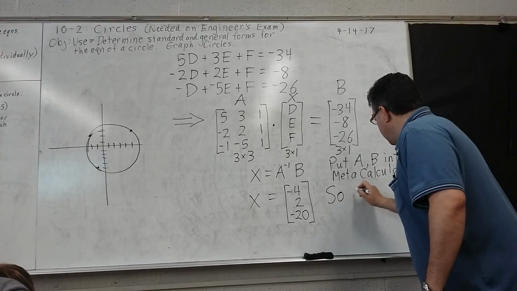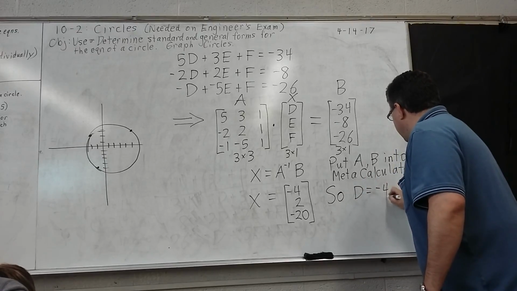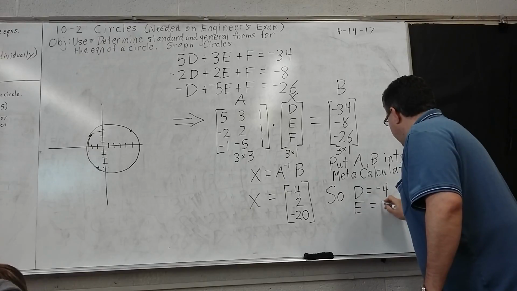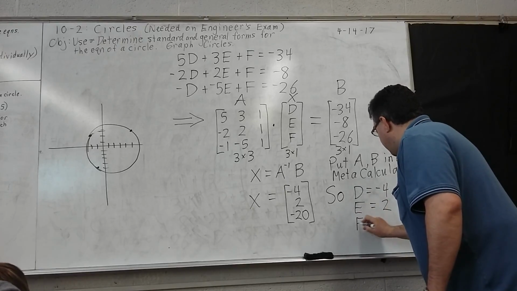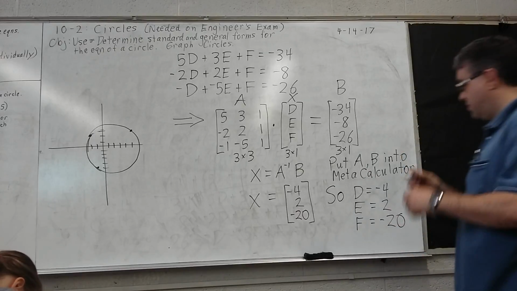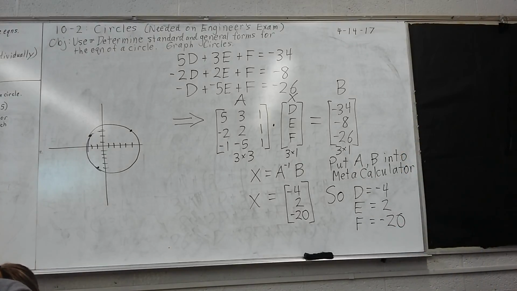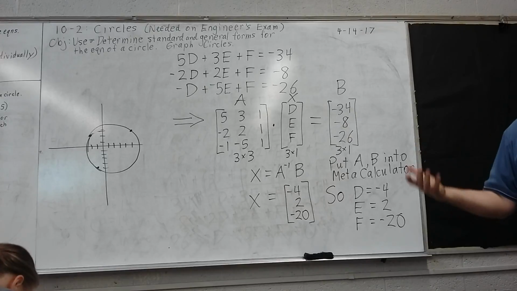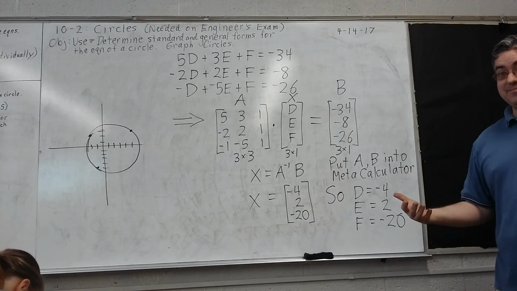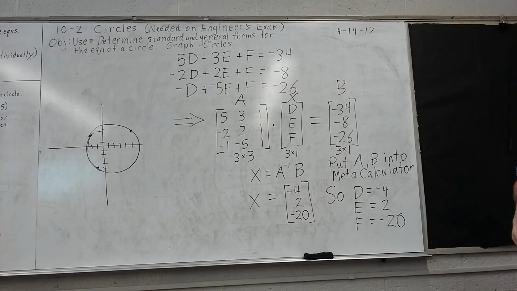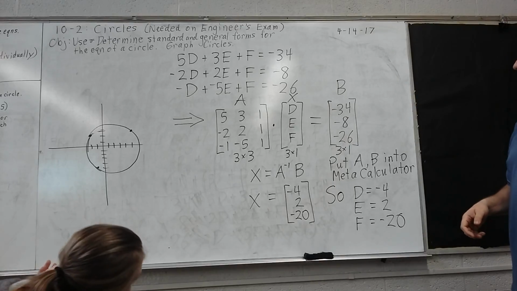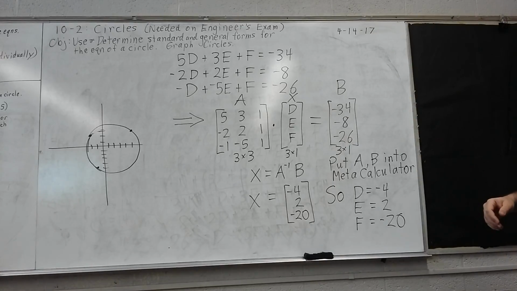So, capital D equals negative 4, capital E equals 2, and capital F equals negative 20. That work gets us to the point where we can do what we did in example 3 yesterday. So get that down. I'm going to have to erase the top, and we're going to rewrite our single equation. Now we have one equation.